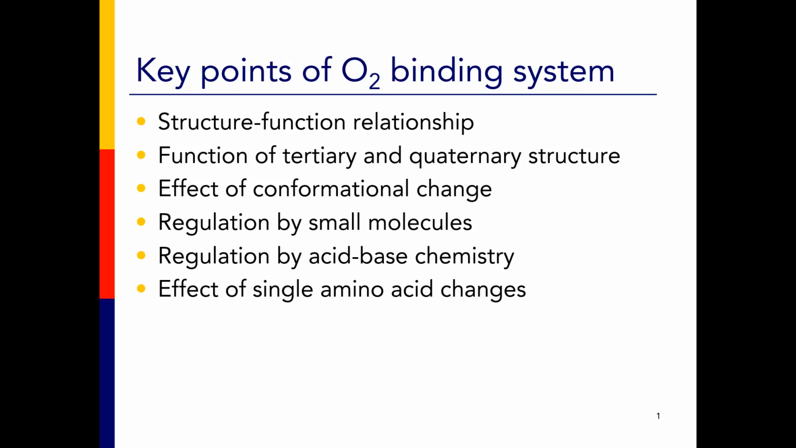So what we've already talked about is the structure function relationship. What do you think I mean by that? How is the structure of myoglobin similar to and different from the structure of hemoglobin? Okay, so myoglobin is a monomer that exhibits hyperbolic binding of oxygen. Hemoglobin is a tetramer that exhibits sigmoidal binding of oxygen. We also call that cooperative. How does the structure of hemoglobin, being different from the structure of myoglobin, contribute to that functionality?